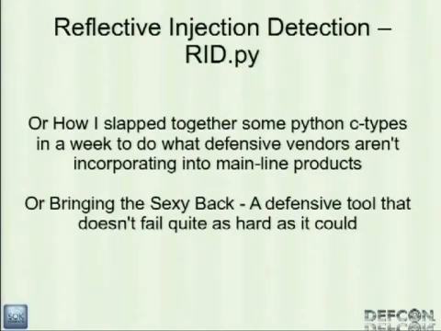I put together some Python ctypes in about a week that fairly accurately detects reflective injection the vast majority of the time. It does have a couple of issues with false positives. Something to note about the title, I said defensive vendors in general. It's not exactly the case. Defensive vendors do have products that catch reflective injection. It's just not in your mainline home user applications.